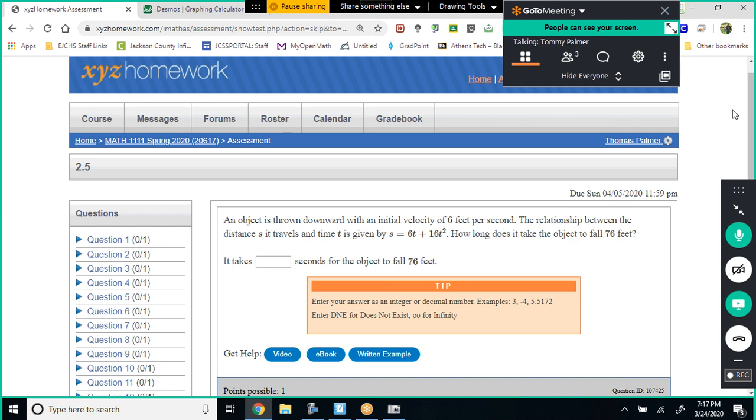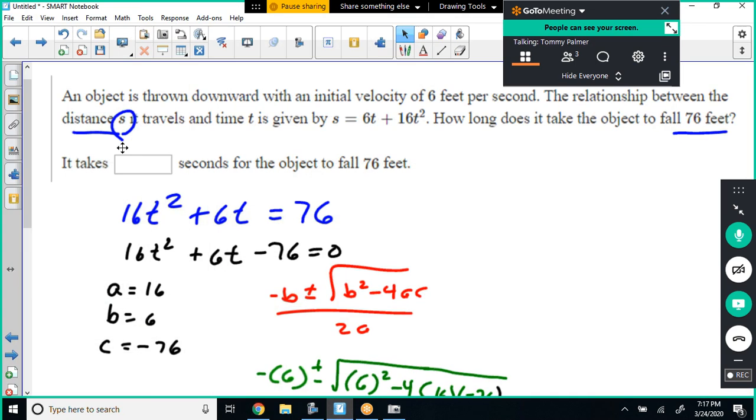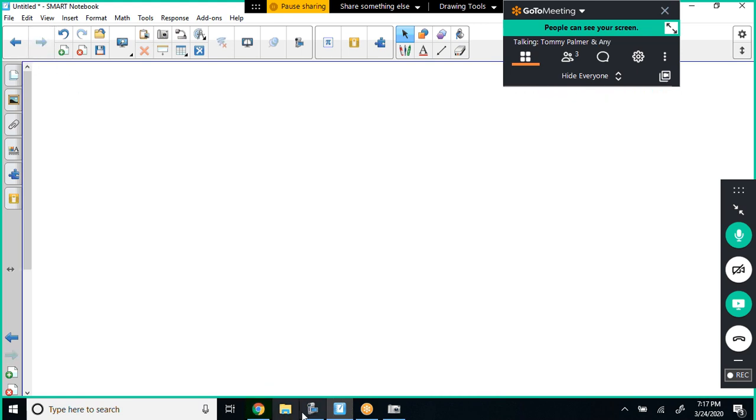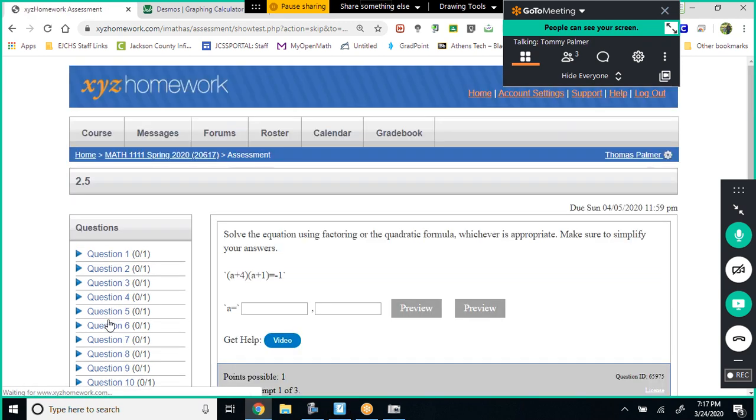Okay, all right, so where do you want to go next? I probably just blew your minds on that. Sure, can we look at 16? Okay, solve the answer, use factoring or the quadratic formula, whichever is appropriate. Make sure to simplify your answers.